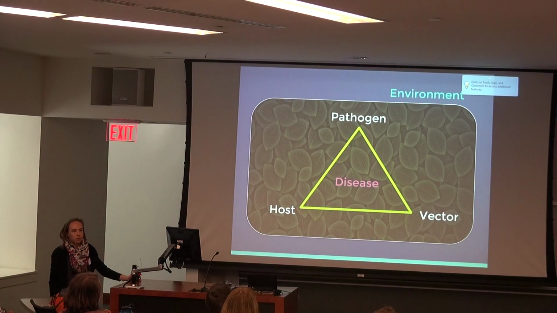As a disease ecologist, I study disease in the context of its environment. And vector-borne disease has three components: the vector, such as a mosquito, the pathogen itself, and the focal host. What this means is if there's a change in the environment, say climate change or land use change, this can affect all three of these components and affect the disease dynamics.